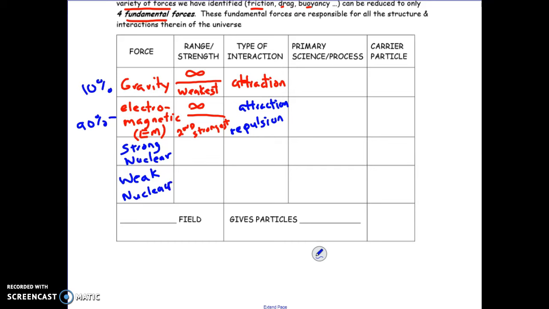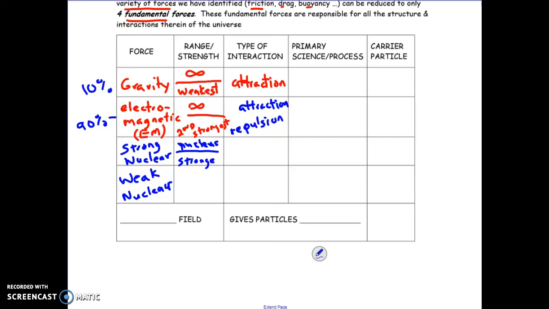Okay, so in terms of range, the strong nuclear force only acts at nuclear levels. In other words, it only acts over the distance of the nucleus, which is extremely tiny. It does not reach out to the everyday world. That's why it's not an important part of our lives. Okay? And it is the strongest of all the forces.